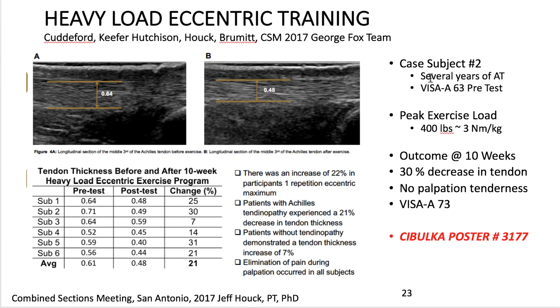What we can see here is some of the outcomes, where we have just one subject represented here. So subject 2 had several years of IAT. They had a VISA-A of 63. They had achieved this very high load state over the 10-week period, and they had a 30% decrease in tendon width and no tenderness to palpation at the end of the testing, and an increase in their VISA-A beyond a minimally clinically important difference. So that positive outcome was typical.